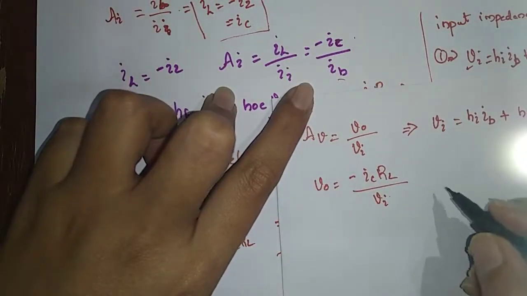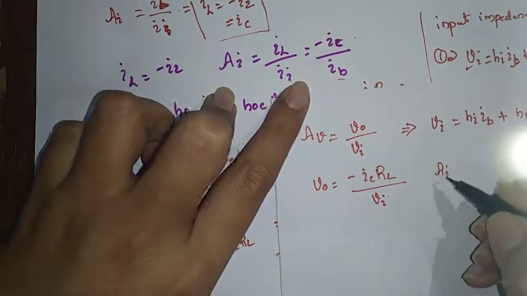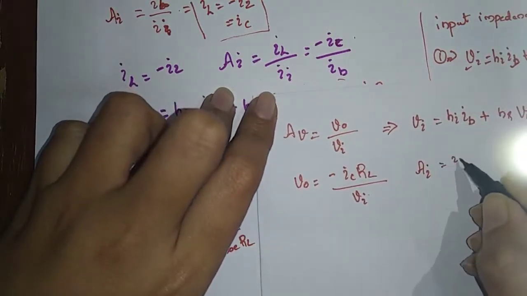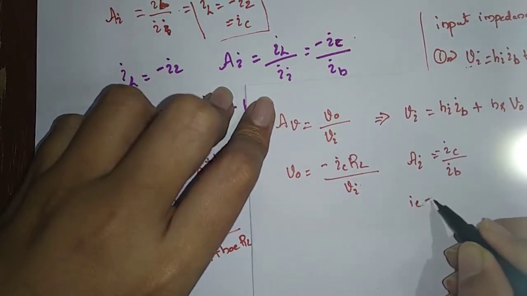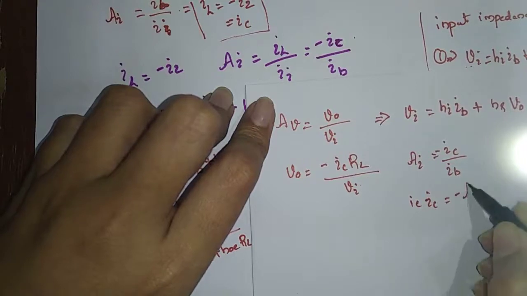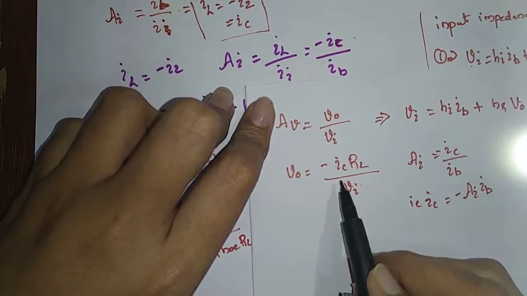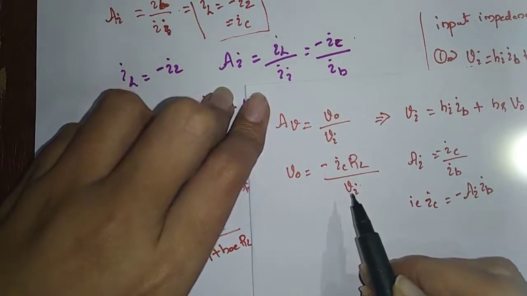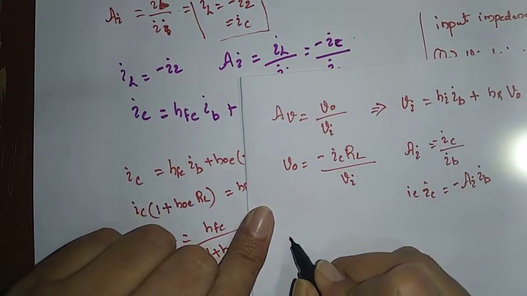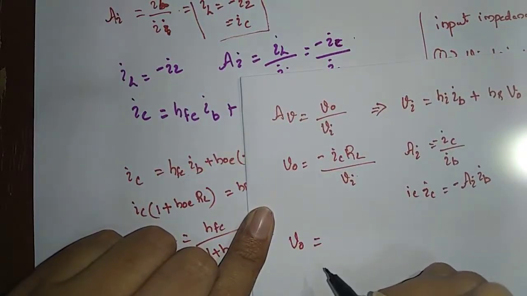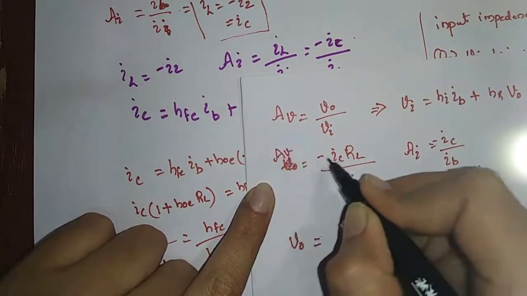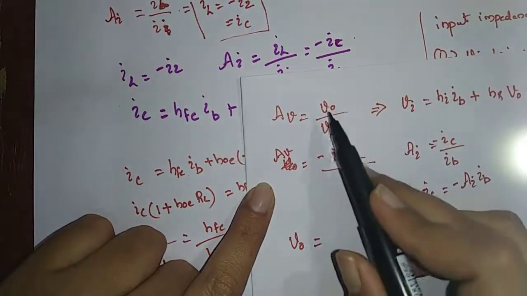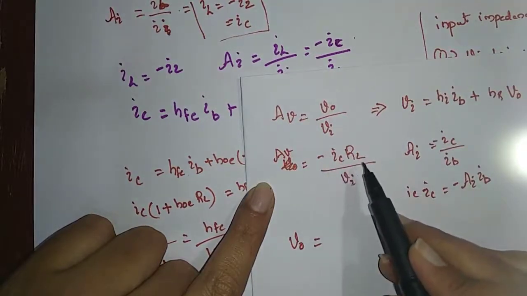So how can I replace this? We already know that our current gain AI is equal to minus IC by IB. So my IC is equal to minus AI into IB. Okay, I can write this IC is equal to minus AI into IB, isn't it? So if I am rewriting this, it is not my output voltage, it is my voltage gain AV. AV is equal to V0 by Vi. That V0 I have replaced with minus IC RL by Vi.